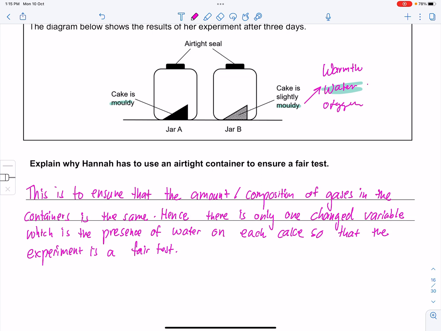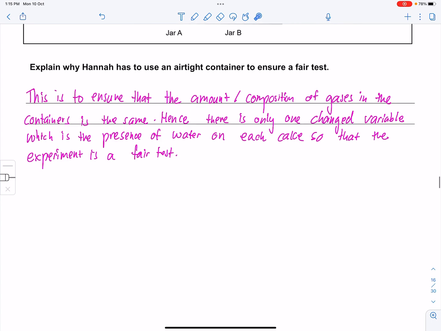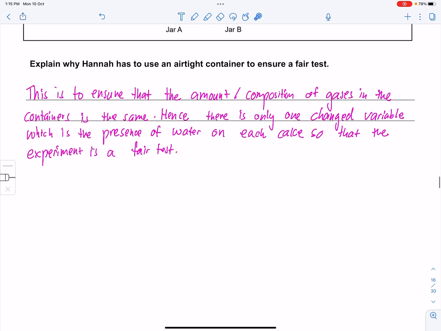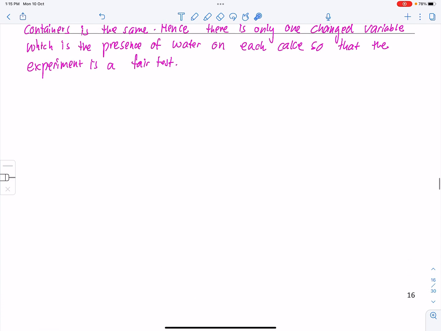Okay, so in this case we can say presence of water because presence can mean presence or absence, that's it. Okay, moving on.